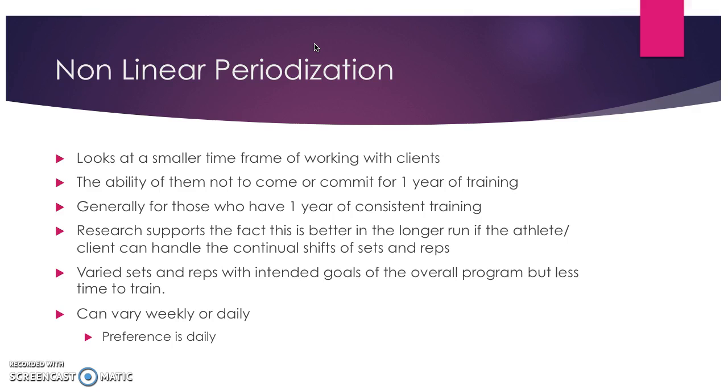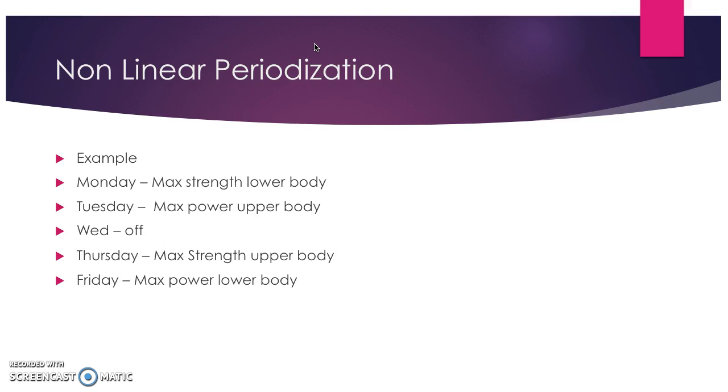Can vary weekly, so the weekly reps and sets can change, or daily. Preference is daily. Example: Monday, max strength lower body; Tuesday, max power upper body; Wednesday off; Thursday, max strength upper body; Friday, max power lower body. So you have the shifts in the intensities and reps daily.